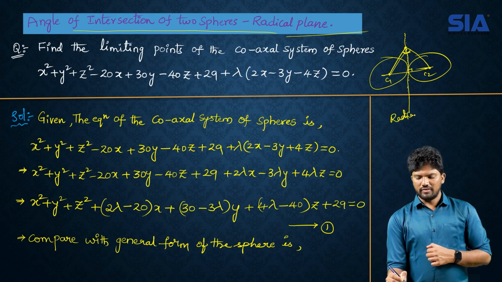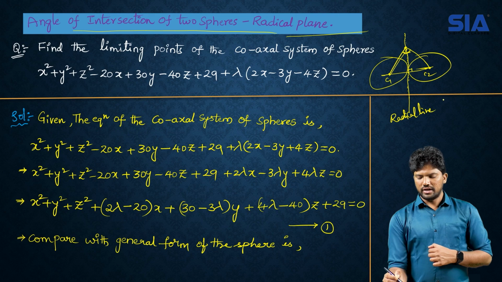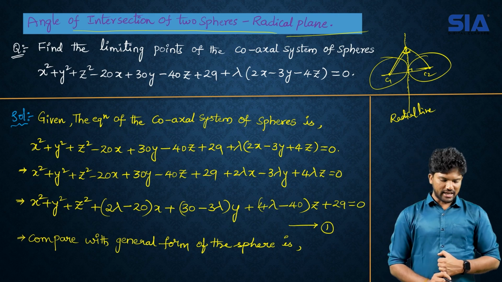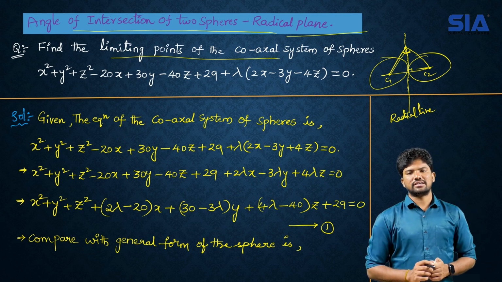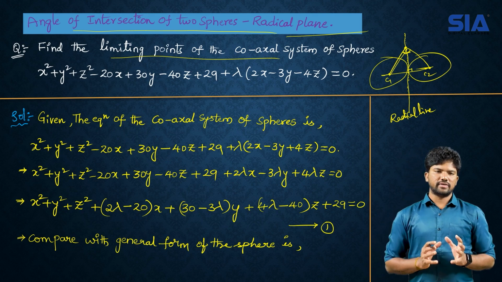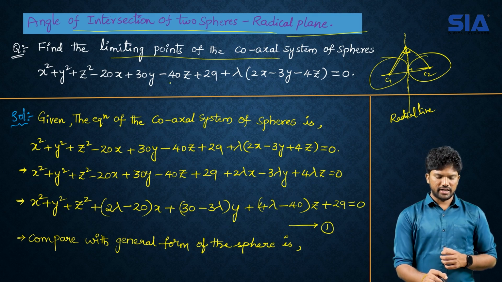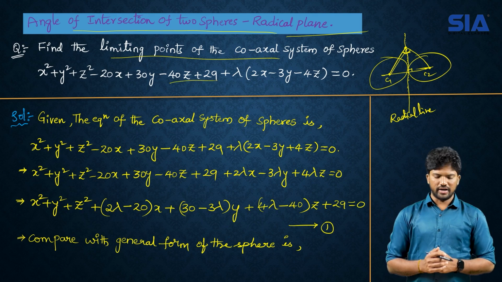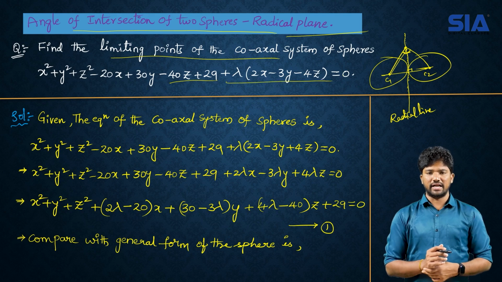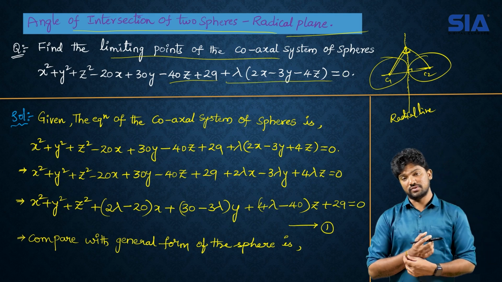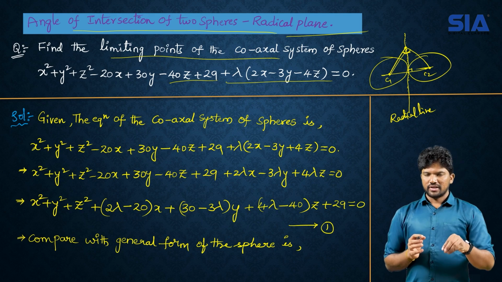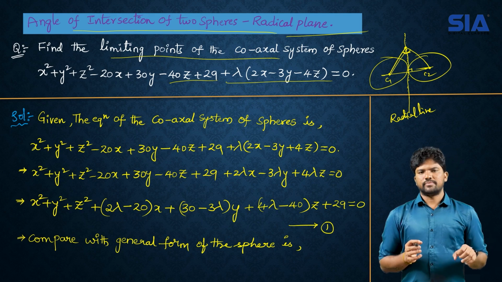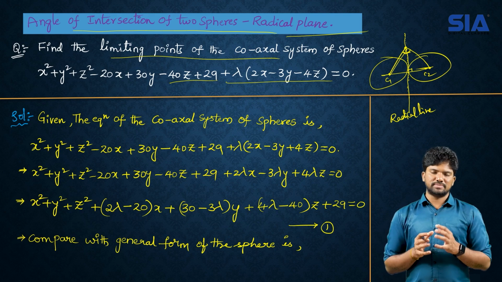Now in our present question, what they are asking is: find the limiting points of the coaxial system of the spheres x square plus y square plus z square minus 20x plus 30y minus 40z plus 29 plus lambda into (2x minus 3y plus 4z) is equal to 0. Clearly, you can see there are no two spheres. We have one system of sphere equations.